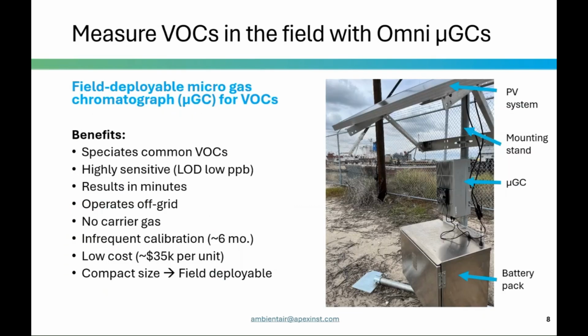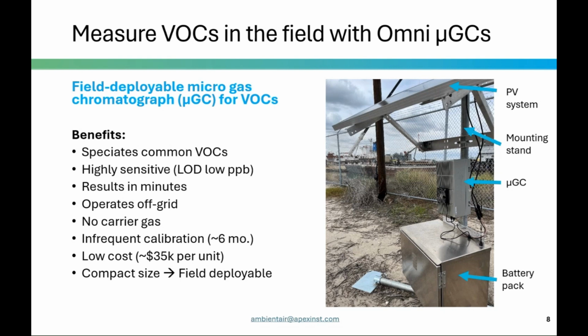Now, this is possible due to our Omni microscale GCs. Here's a picture of the device deployed out in the field. This unit is able to speciate many common VOCs with high sensitivity, often in the low parts per billion range. We can acquire results within minutes, and we can vary the sampling time as needed. It operates fully off the grid if desired, with the use of a solar panel and battery backup pack. And then the next two bullet points are quite attractive for many users. There is no carrier gas required. We're using just ambient air as the carrier gas with the system. And we do not require frequent calibration of the device.